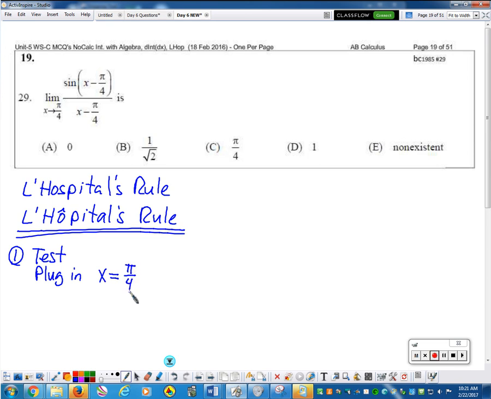Okay, the test is to plug in whatever the limiting value is. So in this case, the limiting value is x approaches pi over 4. If it were x approaching 0, we plug in 0. If it were h approaching 3, we plug in h equal 3. If it were y approaching 2, we plug in y equal 2. You just plug in whatever the limiting value is. Good?